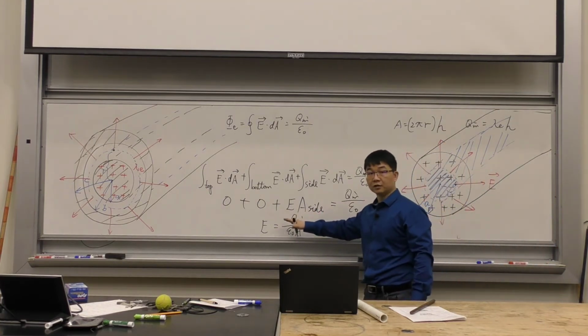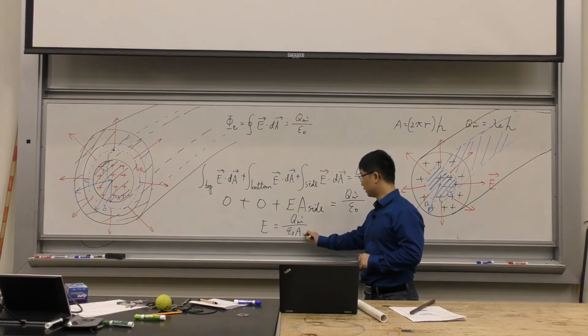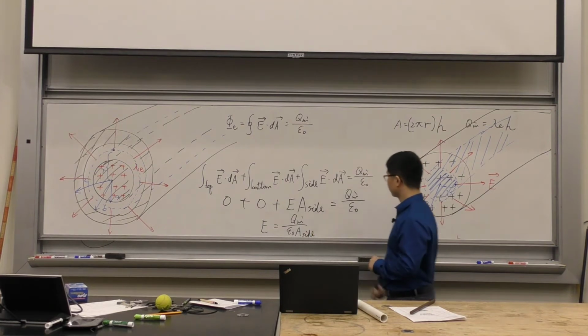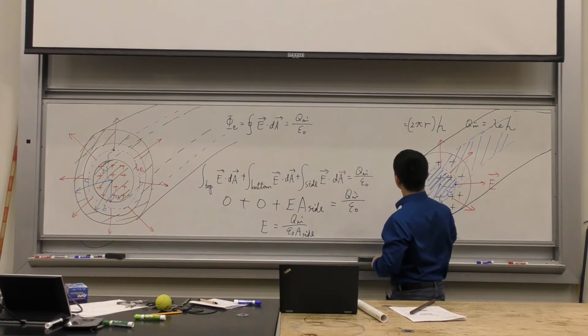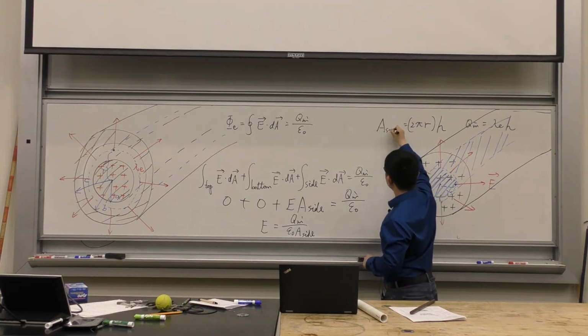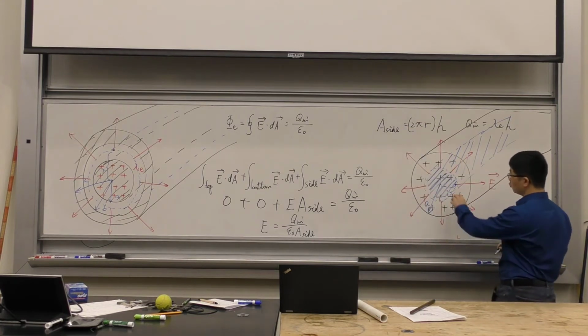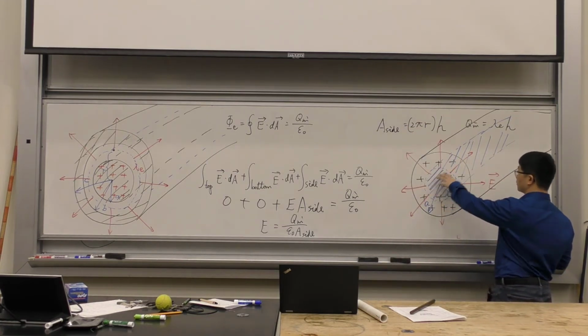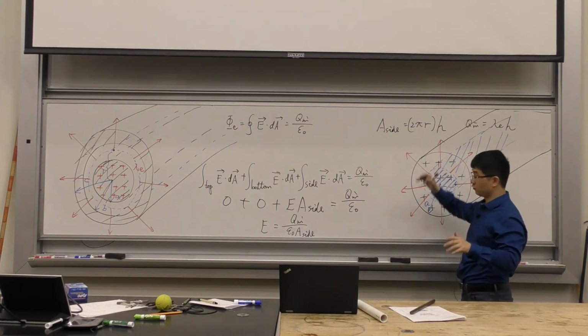How do you find E? Don't forget what we're doing. We want to find E. Rearrange this equation, and you get Q in divided by A times this curved side. The area of the curved side, what is it? You can still do 2 pi r times the height of the cylinder. So this hasn't changed. Nothing has changed so far.